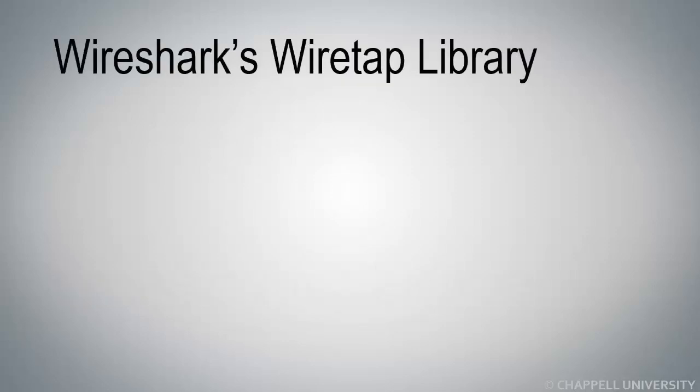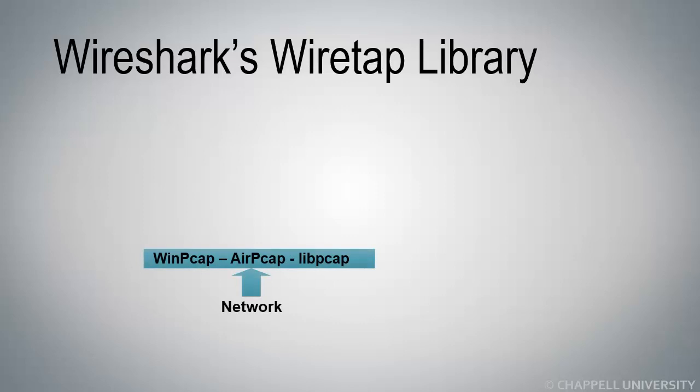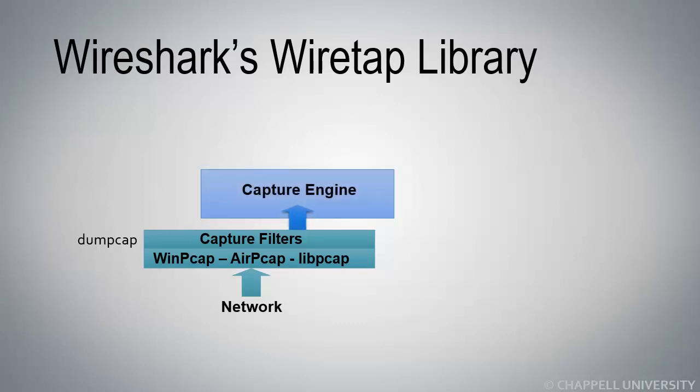In the last section, we looked at how the packets are picked up when we're doing a live capture on a network. We go through the drivers. It's actually dumpcap that's capturing the packets. This is the point at which capture filters may be applied in the Berkeley Packet Filtering format, or BPF format, and then the packets are piped up to the capture engine.